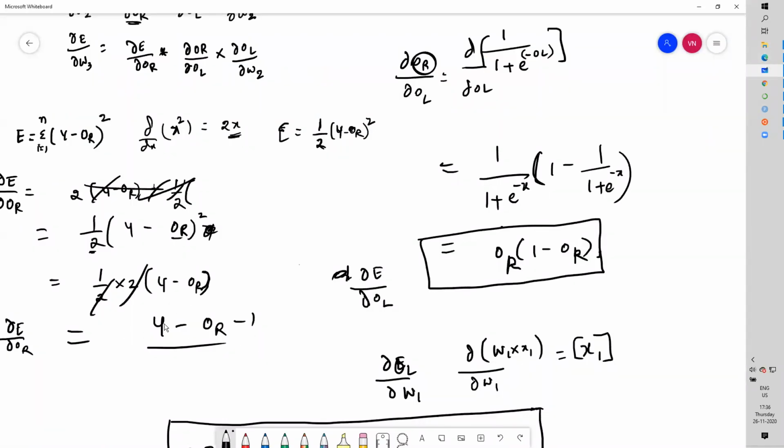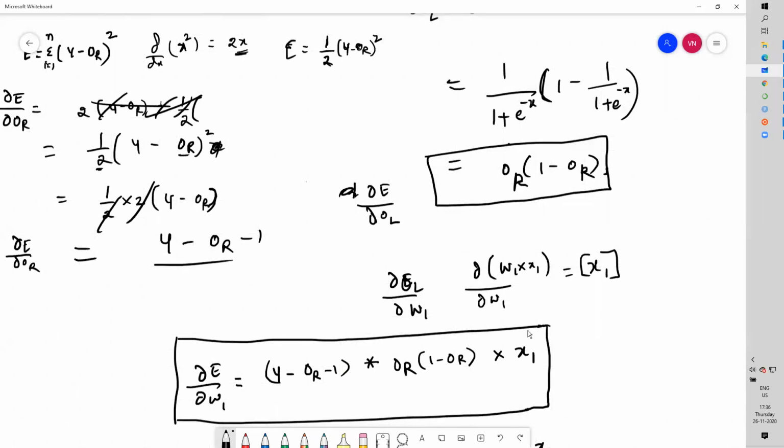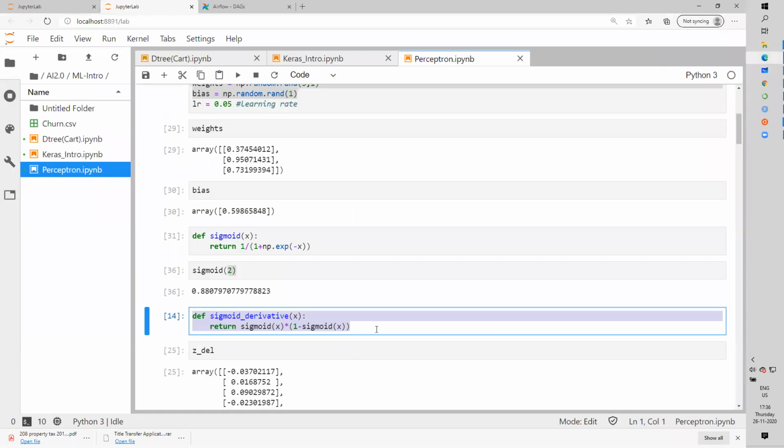Now, this is going to be useful for us whenever we are computing the derivative of the second component. The first component is easy, y minus OR. You know what OR is. The second component is OR into 1 minus OR. And the third component is x1 itself. So when we compute this partial derivative, we just use y minus OR into OR into 1 minus OR into x1. That is going to be the gradient with respect to W1. That is why we are defining this function.